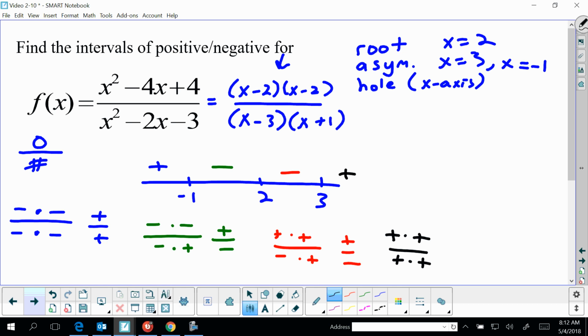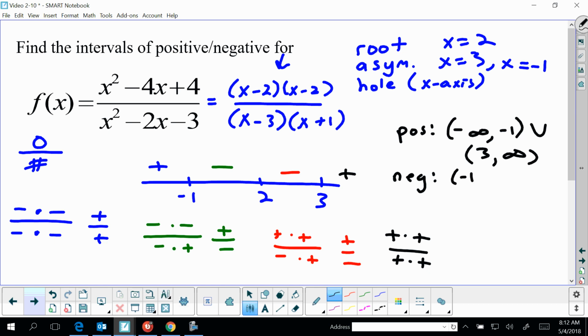So we are positive for our y values from -infinity to -1. And then we're going to put a little u, that means the union. Basically the first interval as well as the other interval. So then 3 to infinity is the other positive interval. And then we have negative y values from -1 to 2, and then again from 2 to 3. Now we don't include the 2 because it's 0 there. That's neither positive nor negative.